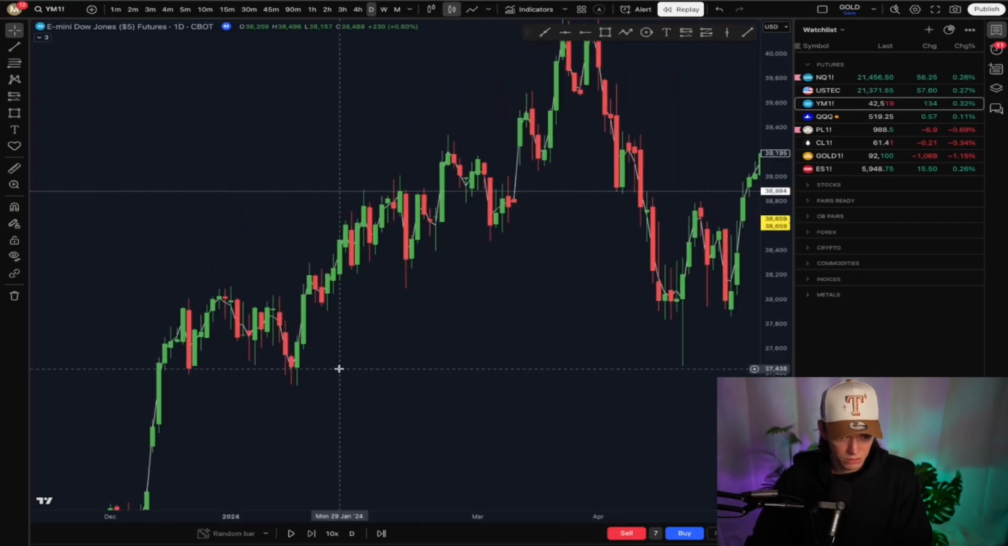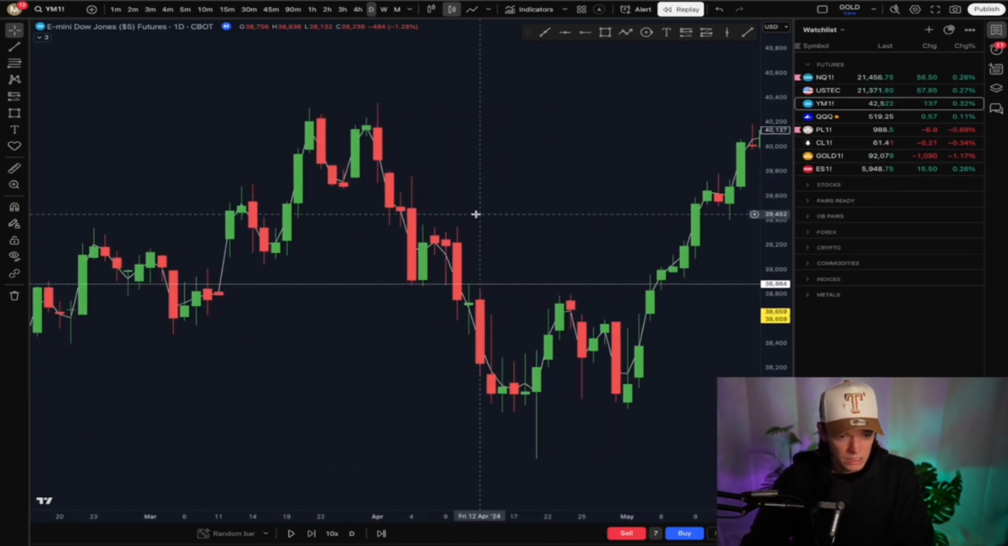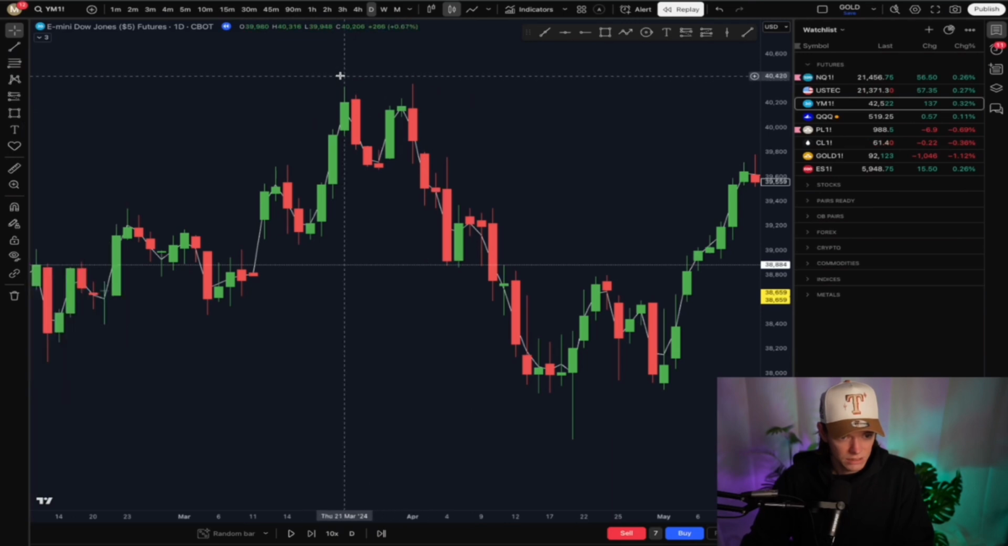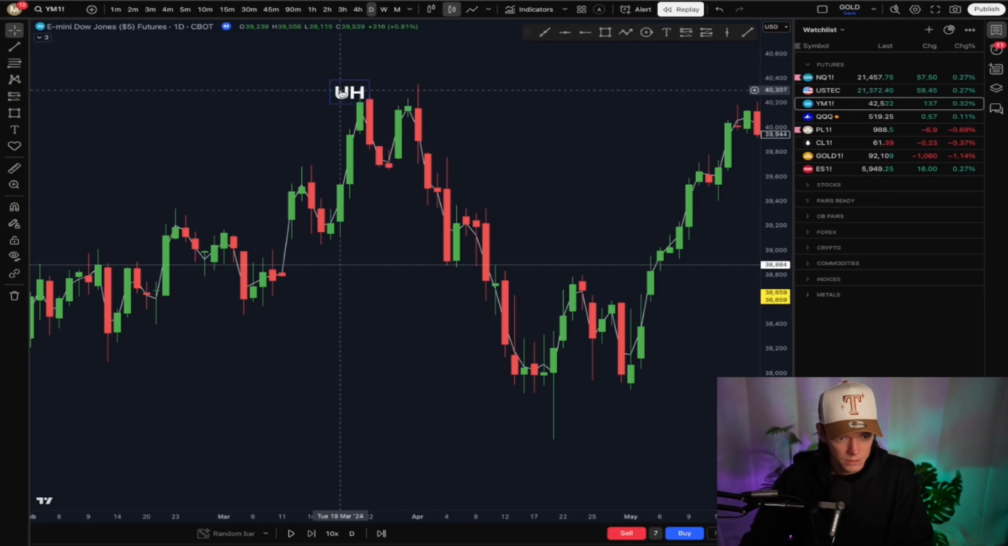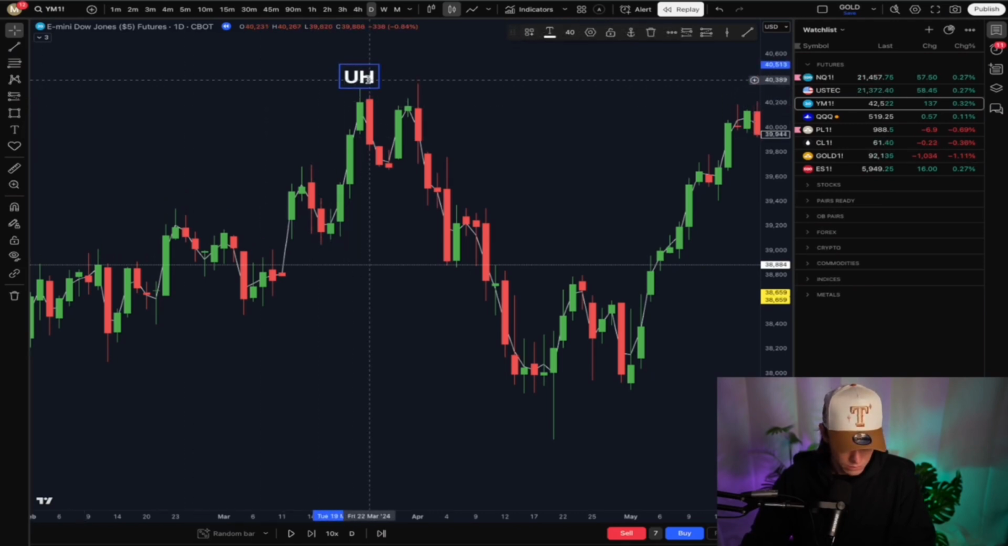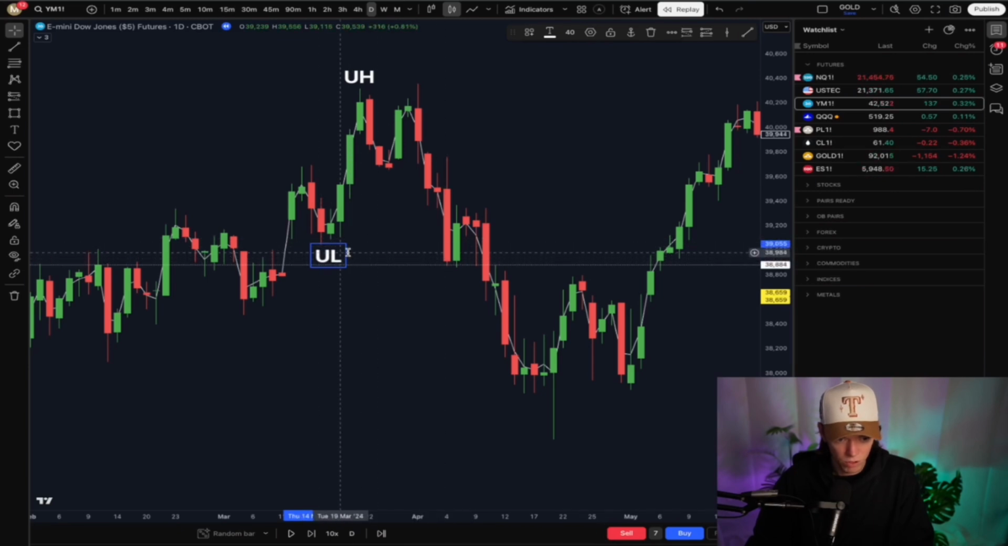We're still in an uptrend. So this is an uptrend here. This is our last uptrend high, okay? So if that's our last uptrend high, why is it just not clicking? Uptrend high, there we go. Uptrend high. Uptrend low. We need this broken. That broke, so now this becomes our downtrend low.